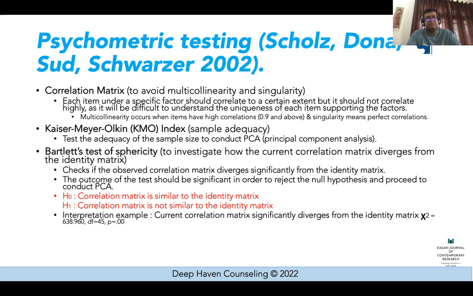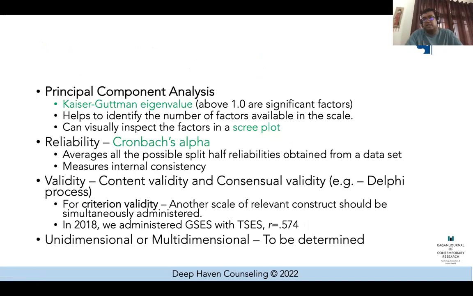If you want to conduct the principal component analysis, you have to make sure your Bartlett's test of sphericity yields a significant value, and the Kaiser-Meyer-Olkin index value should be more than 0.6. That is also something to note. And I have given how to do the interpretation: the current correlation matrix significantly diverges from the identity matrix. Then you can go ahead and do the principal component analysis to see how many components or factors there are in this particular scale, the newly translated 10-item scale of generalized self-efficacy.